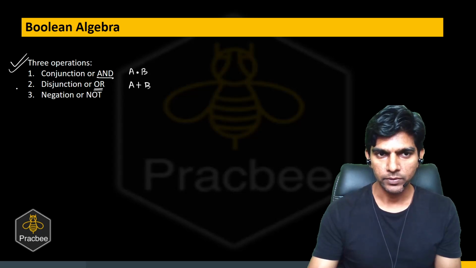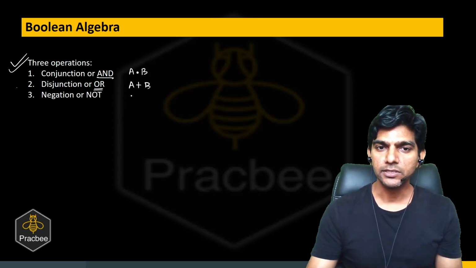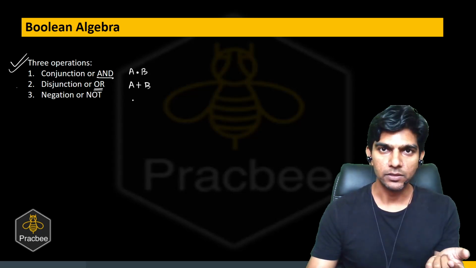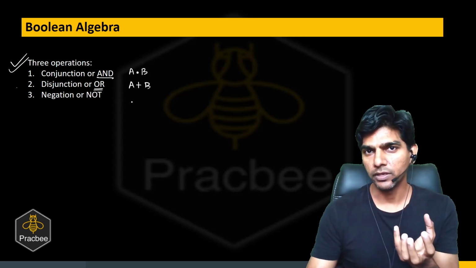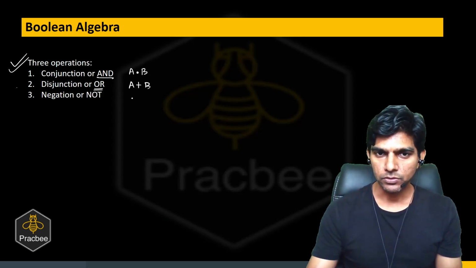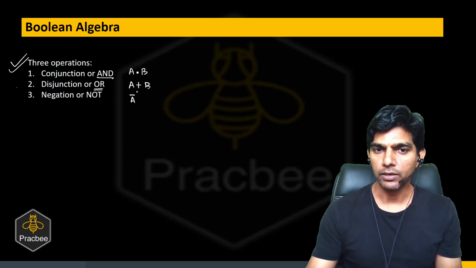And the third operation is negation, which will invert the signal. Suppose we have a high signal, it will make it low. If we have a low signal, it will make it high. It is known as bar, right? A bar, or not A. Sometimes we can also represent this with a prime, A prime.